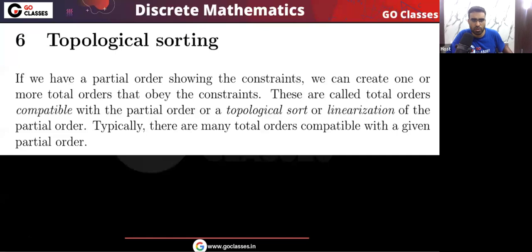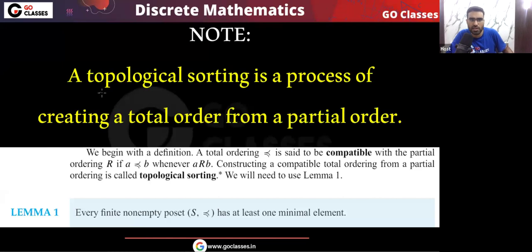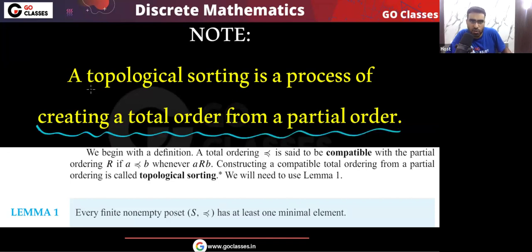Now, let's move on. We have seen what topological order is. I hope you understood. So this is the conclusion: topological order is basically the same as creating a total order from a partial order. If I want to create a total order from a partial order, then I need to create the topological order. So these two things are the same. And remember, we already know from our lectures that every finite non-empty POSET always has at least one minimal element.